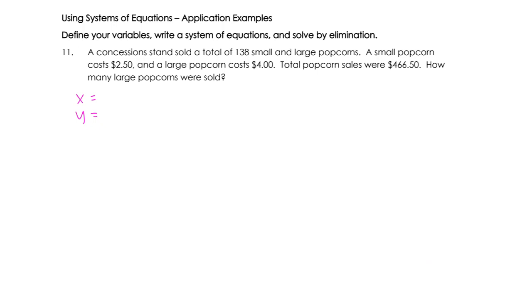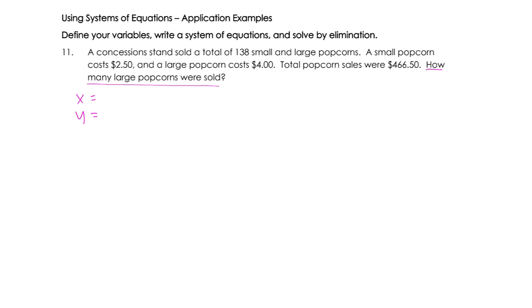A concession stand sold a total of 138 small and large popcorns. A small popcorn cost $2.50. A large popcorn cost $4. Total popcorn sales were $466.50. How many large popcorns were sold? So notice they only care about how many large popcorns were sold. They don't really care about small ones. So as long as we find that, we'll be good to go.